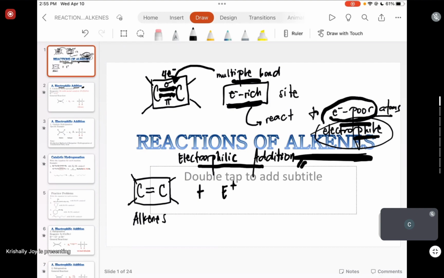Paano ba yung addition of electrophile nangyayari? Okay, for the electrophilic addition to occur, a weaker bond should be broken.